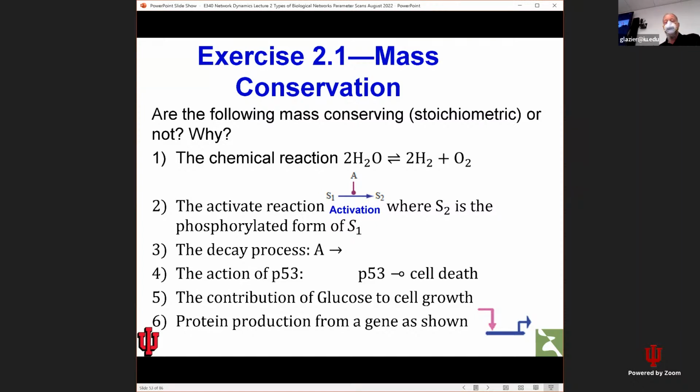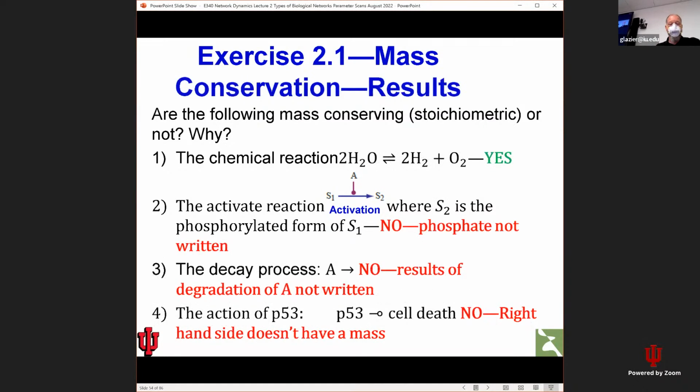What about protein production from a gene with a diagram like that? Yeah, I haven't said where the components of the DNA, the RNA come from. I haven't said where the components of this protein come from that are used in transcription and translation. So the answer for most of these is no, although again, I'd be happy if you did that as a homework problem and you argued yes. If you give me a good answer, I'm happy to discuss it.